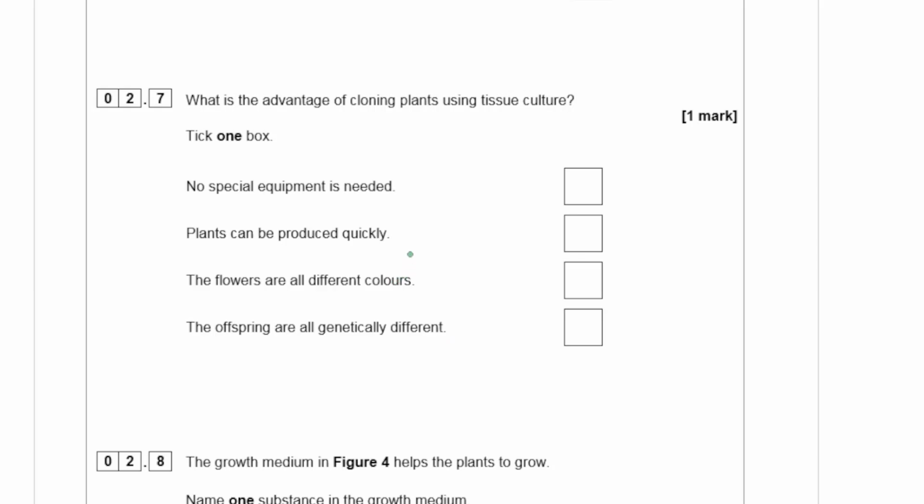What is the advantage of cloning plants using tissue culture? No special equipment is needed? Maybe. Plants can be produced quickly? That I would agree. Plants are all different colors? Definitely not. The offspring are all genetically different? They are not genetically different. They are genetically identical. The main reason for producing plants by tissue culture is so that they can be produced quickly. You do need special equipment, at least the growth medium.